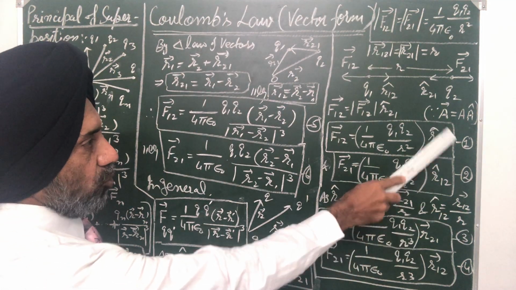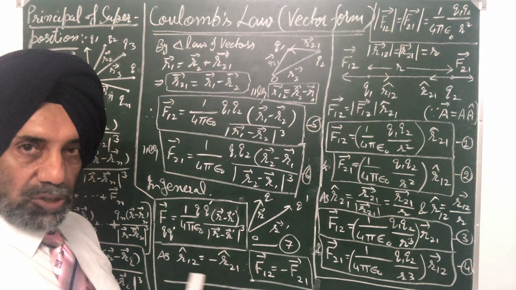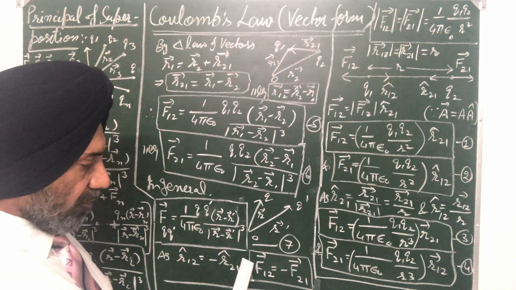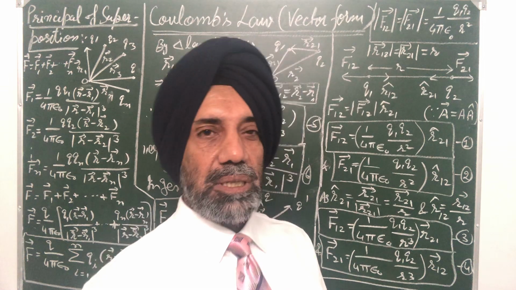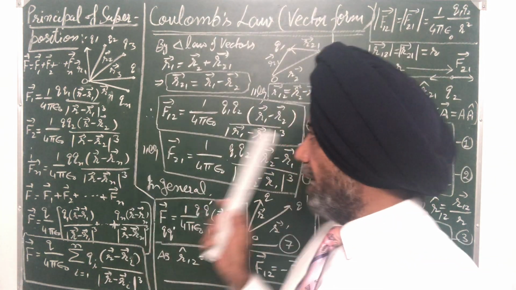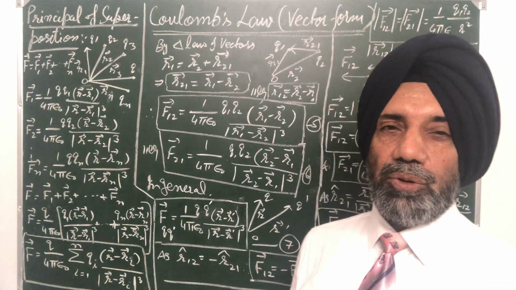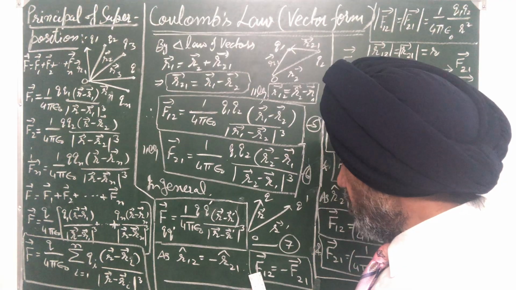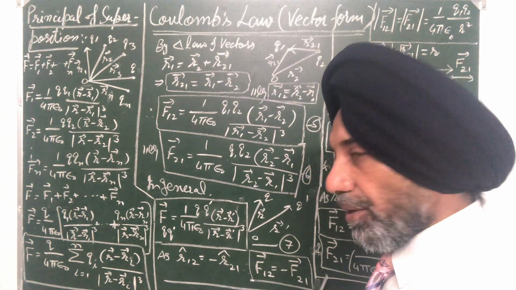Now, since R21 cap and R12 cap are unit vectors in opposite directions, R12 cap is equal to minus R21 cap. So therefore, F12 is equal to minus F21. This shows that force is mutual, force is central, and F12 equal to minus F21 means force obeys Newton's third law of motion. The force may be repulsive or attractive. So these are the characteristics of electrostatic force.